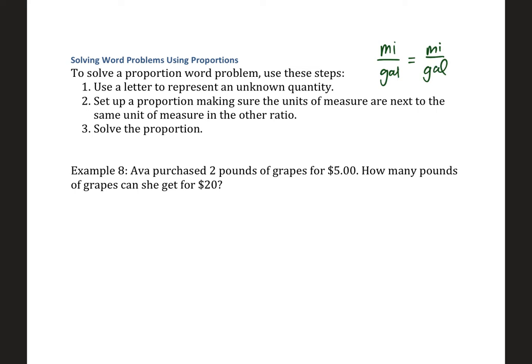If it's on the top, it stays on the top. If it's on the bottom, it stays on the bottom. You don't want it to be miles per gallon and then gallon per miles. That's wrong. It should always be the same way. And the third step is to, of course, solve the proportion and answer the question.